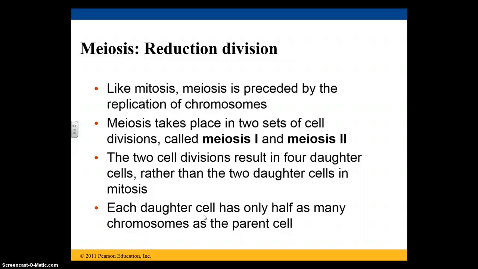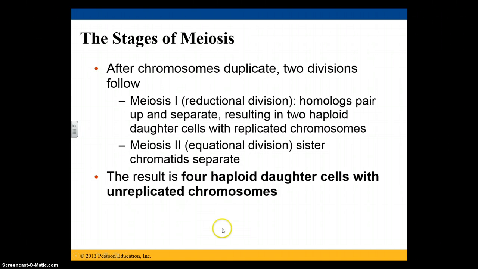So it always starts with replication of chromosomes, and then there are two divisions. We have meiosis 1 and meiosis 2. And the two cell divisions are going to result in 4 daughter cells, and each cell is going to have half as many chromosomes as the parent cell.